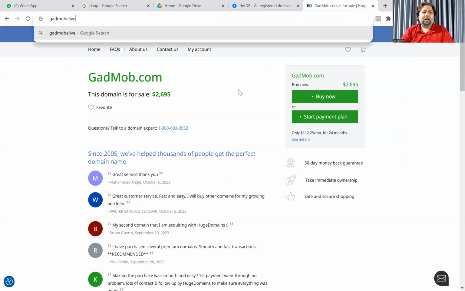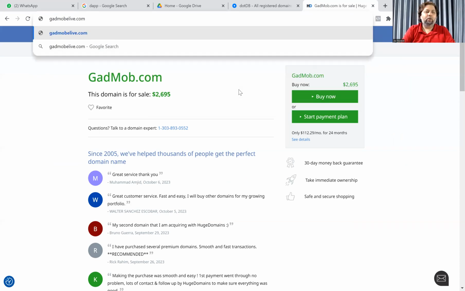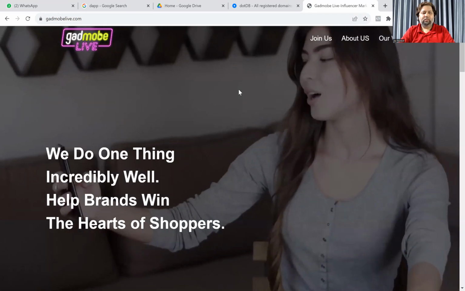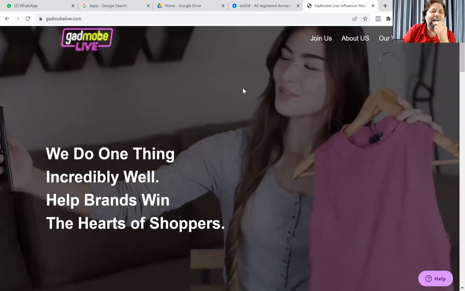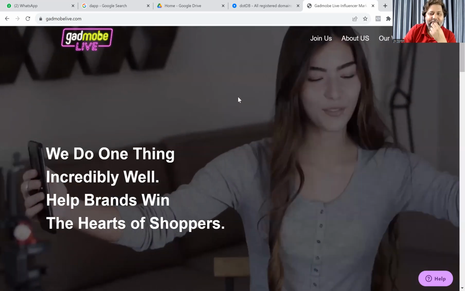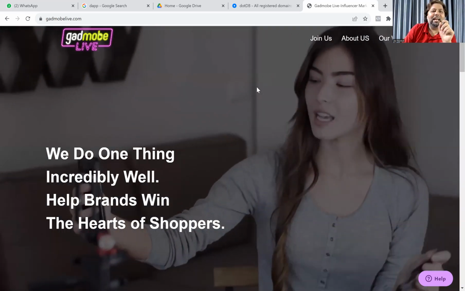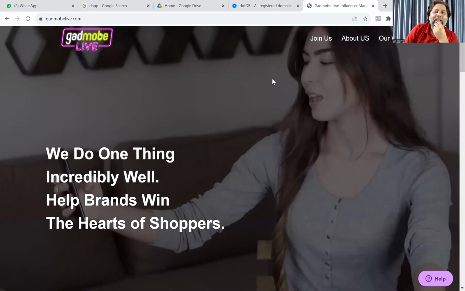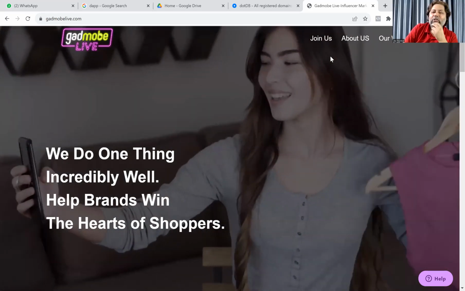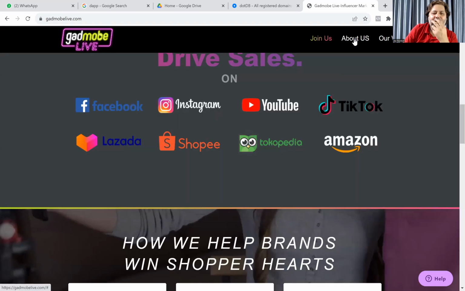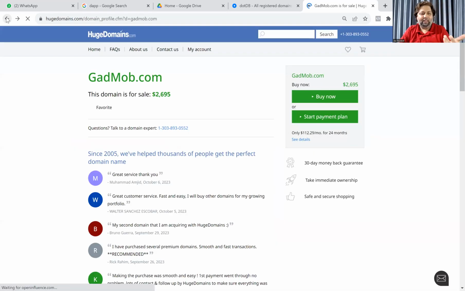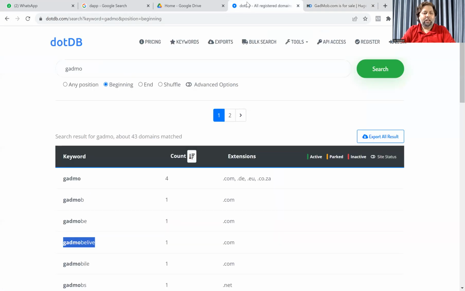Now I'll check gadmobelieve.com. See, it's not Gad, it's Gadmo Be Live, Mobilize. Mobile, Mobilize, not Get. It is also not serving my purpose, because they are Get Mobi. They will not buy my domain name.